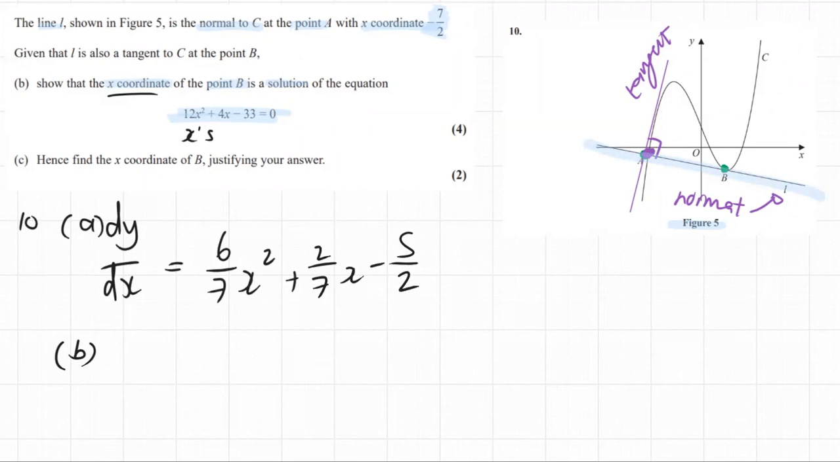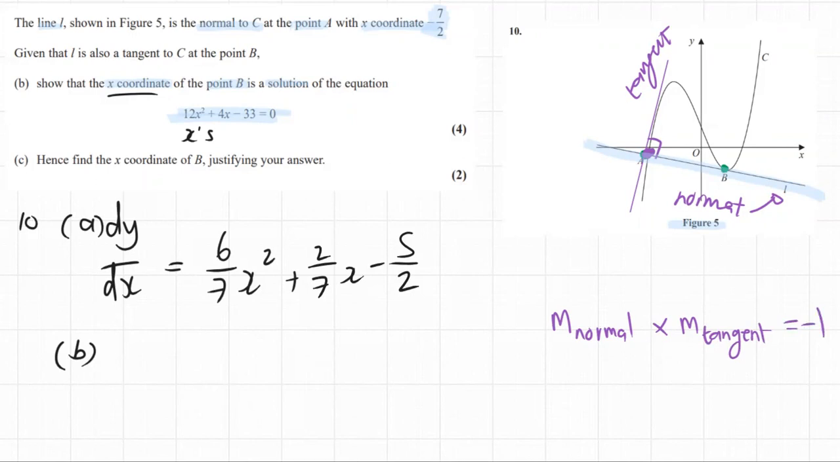So what do we know about lines that are 90 degrees to each other? Well, the gradient of the normal times the gradient of the tangent, where m is the letter we use for gradient, must be equal to minus 1. So this is our proof. We know this.